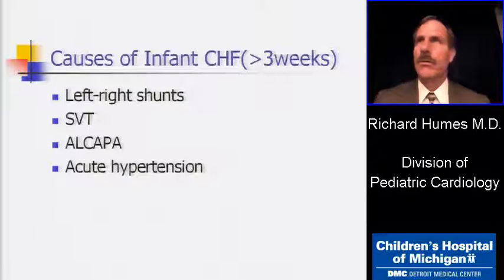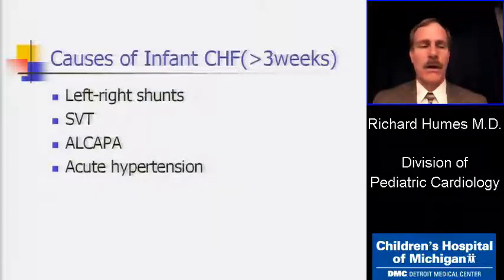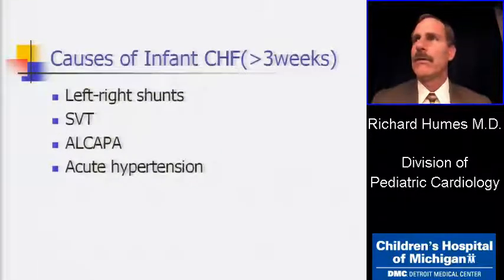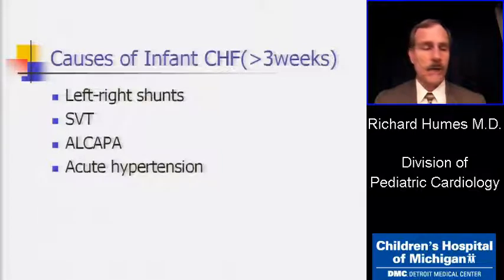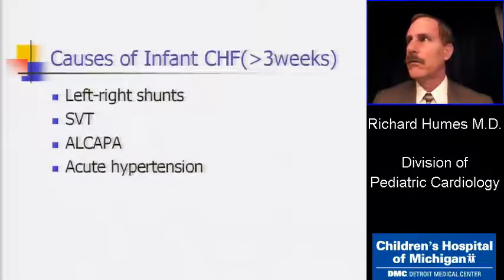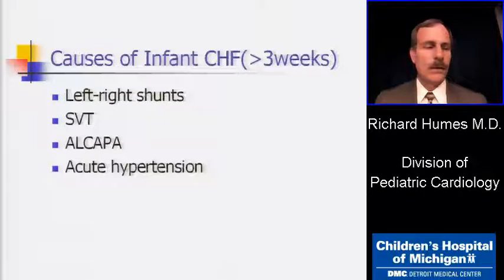Left-right shunts will probably present a little bit later. You're not going to see that as much in the brand new newborn. A simple VSD or a large VSD, AV canal defects, things like that, will probably present a little bit later, and 3 weeks is about the earliest that you'll see that. These often present or peak at around 4 to 8 weeks of age, so you want to be aware of that. SVT can certainly present with heart failure.